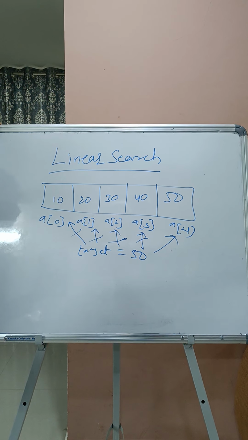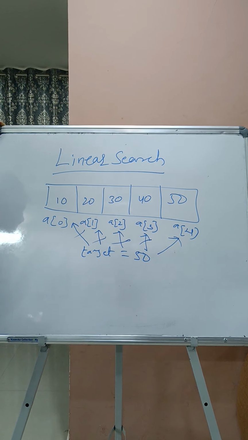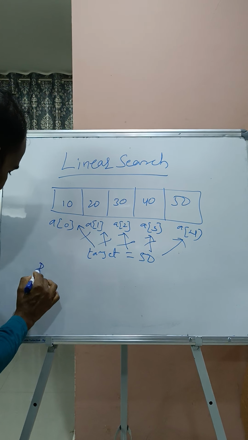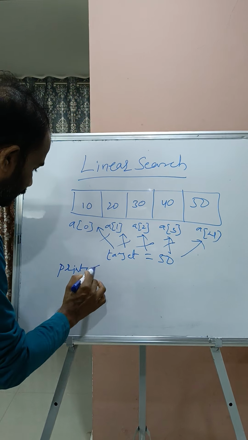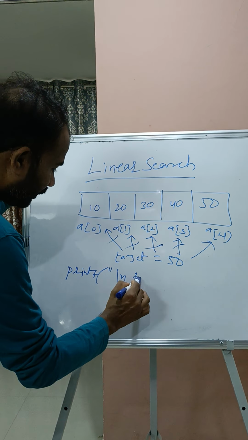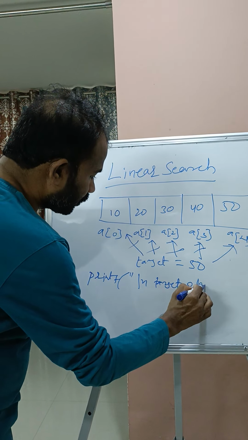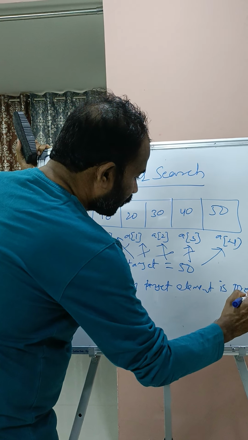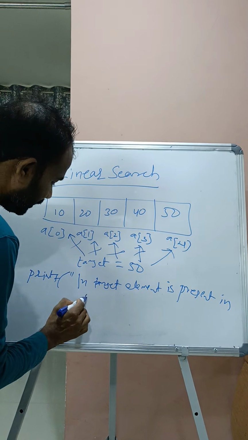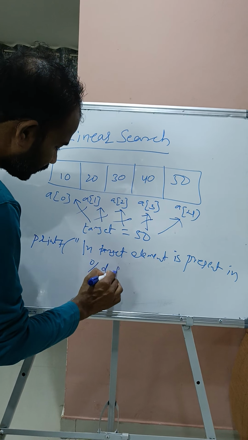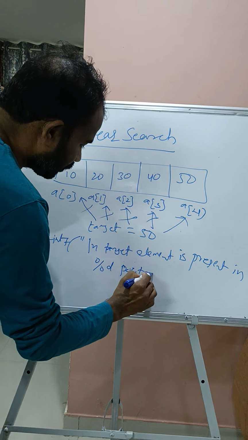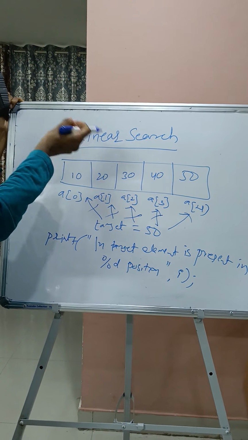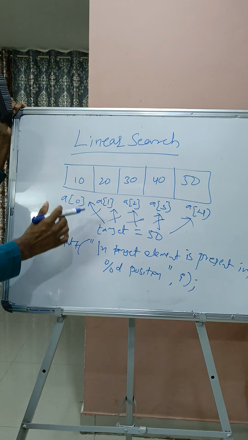So in linear search there are two printf statements possible. What are the two printf statements? One printf statement is: target element is present in percentile D position. This percentile D is i. If the target element is present in any position, then this printf statement is executed.